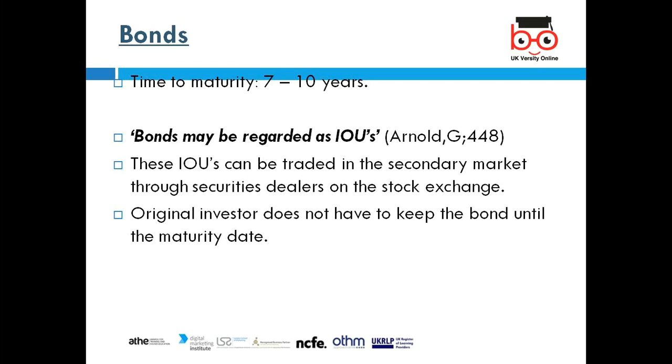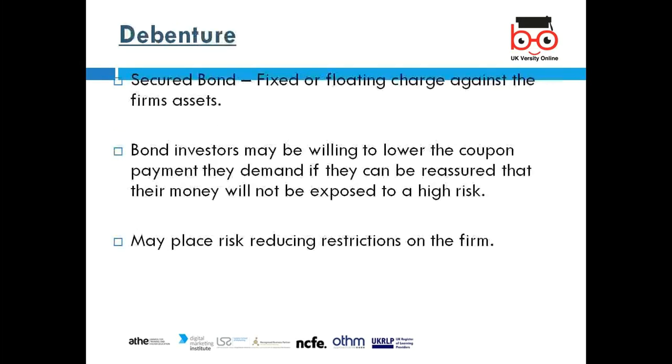At the maturity of the bond, you receive a specific principal amount. A bond may be regarded as an IOU. These can be traded in the secondary market and through dealers on the stock market. Secondary market means not traded for the first time. Like shares, first traded on the stock exchange, and next time you can buy from various brokers. So that's what is meant by it. Debentures are secured bonds, with fixed and floating charges against the firm.